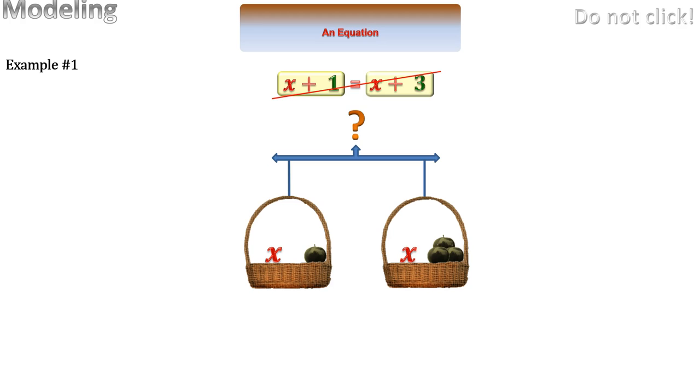So it's not possible to have these two baskets on balance. This is why this situation contradicts itself. This is what we would call contradictions.